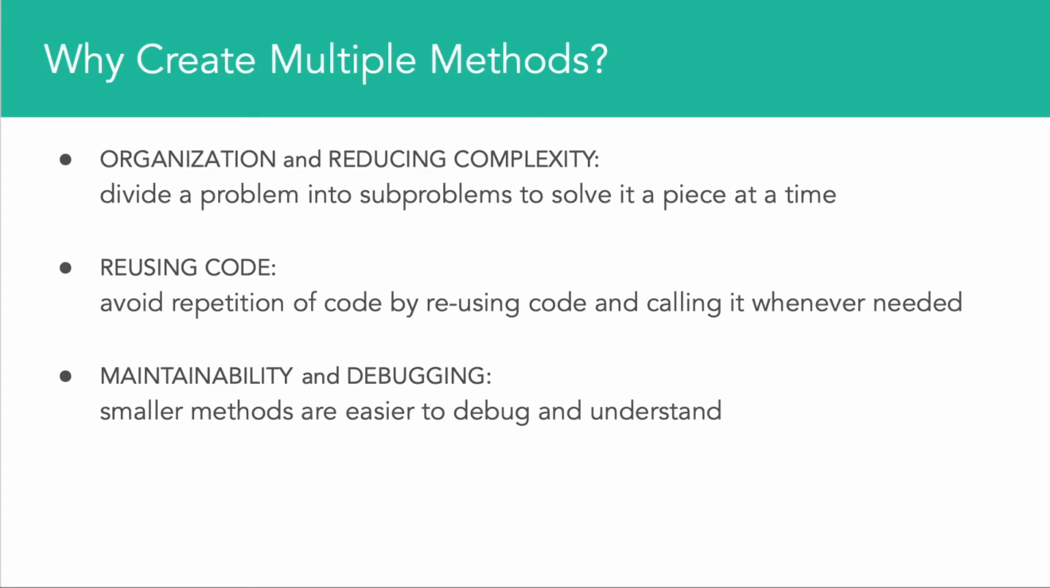Why do we create multiple methods? For organization and reducing complexity. We can divide a problem into subproblems to solve it a piece at a time. It's helpful for reusing code. It avoids repetition of code by reusing code and calling it whenever needed. We also do so for maintainability and debugging. Smaller methods are easier to debug and understand.